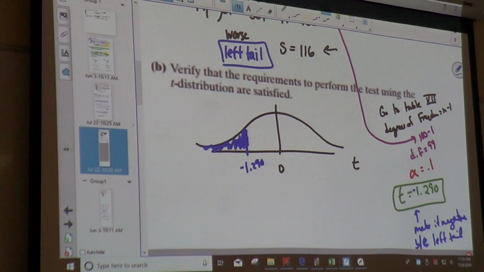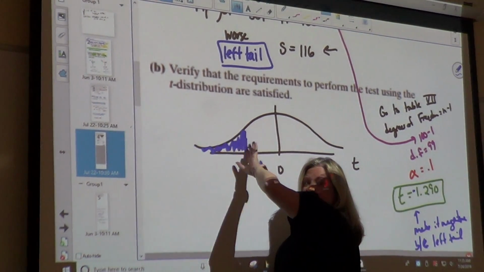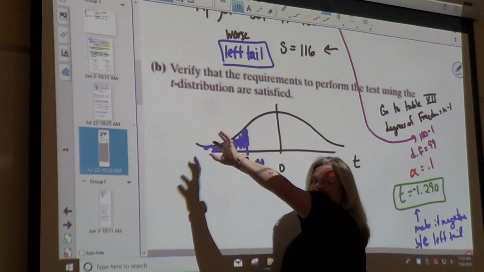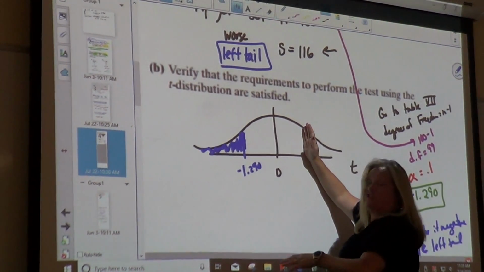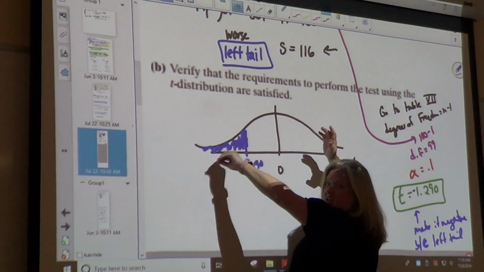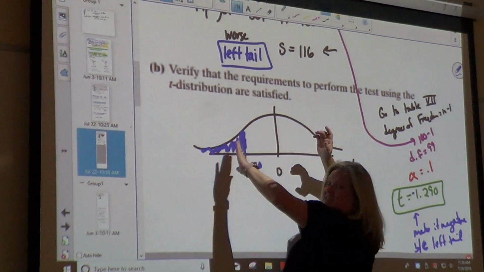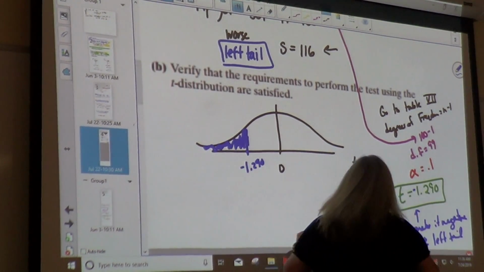And so, because we're shading to the left, you want your T to be negative so that you can shade just that tail. Because if you use the positive of that, you would be shading the tail and the belly. We just want to be shading that tail. So you want to use the T that's closest to the tail, and the same thing when we were doing the Z's.